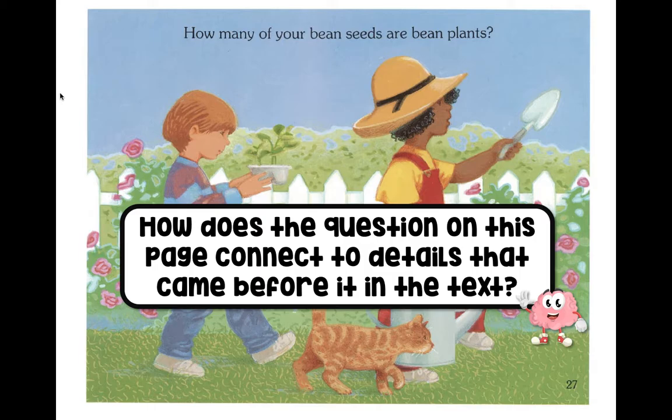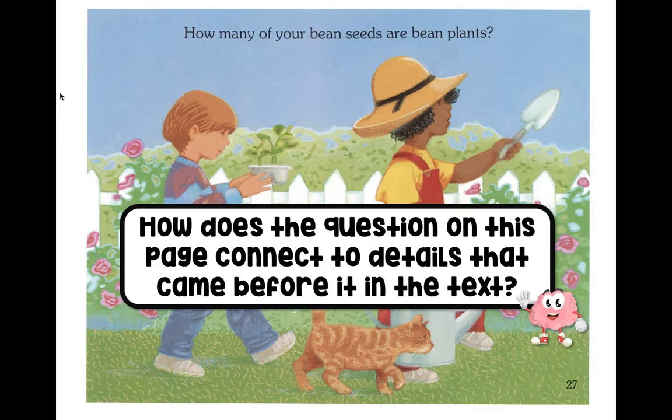How does the question on this page connect to details that came before it in the text? So what are some connections we know that have to do with this question with all the stuff that happened before? I'll read the question one more time. How many of your bean seeds are bean plants? So how's this connected to everything else?